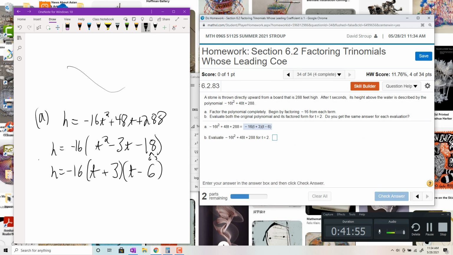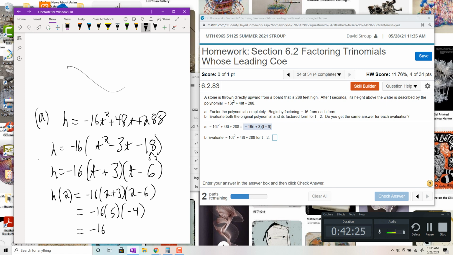Evaluate both the original and its factored form at t equals 2 to get the same answer for each. Let's just put it in the factored form. They will be the same. We saw that in the last section. So h of 2, that's the way we kind of write it, will be negative 16 times t plus 3, and plugging in t equals 2, that's 2 plus 3, and then 2 minus 6. So we have negative 16 times 5. 2 minus 6 is negative 4. So we have negative 16 times negative 20. So I think it's 320.